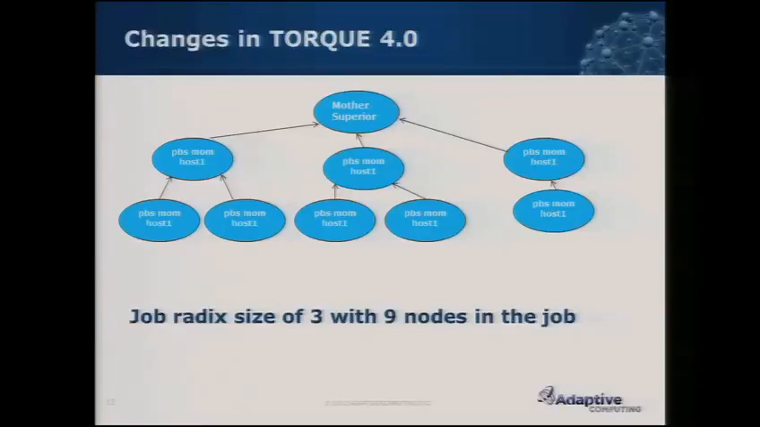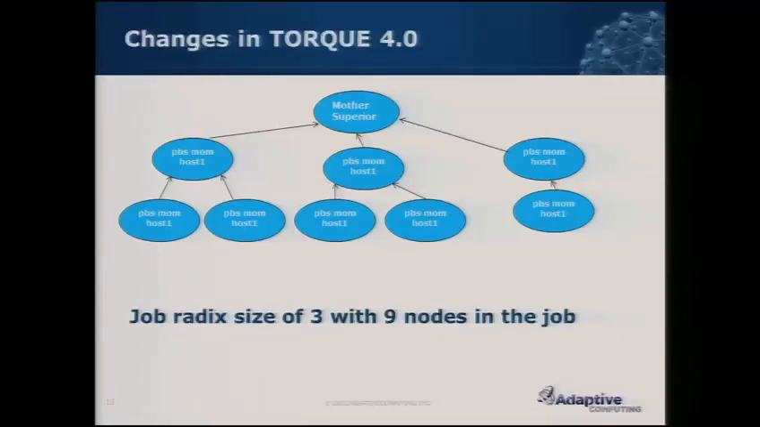A radix of 2, so we've got a binary tree of 1,000,000 jobs. How many levels is that? 20 levels on a binary tree. And 3 would be less, 4 would be less. So you really don't have to have a large radix to keep the traffic down. So every radix level is cutting the communication in half to another superior?